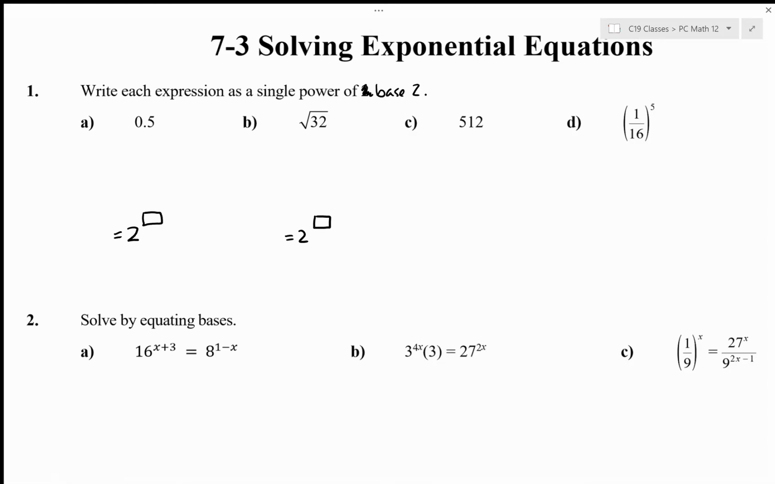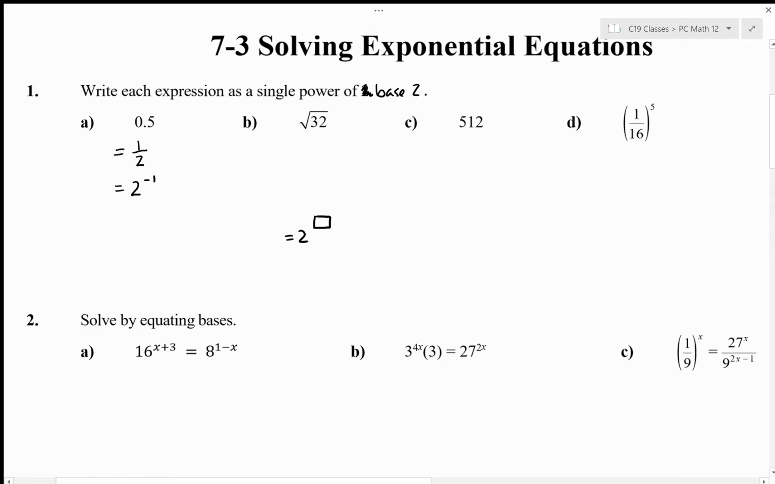You'll see pretty soon. So if we're doing this first question, 0.5 is the same as a half, which is the same as 2 to the negative 1. And you can see that we now have expressed 0.5 as a power with base 2 by writing it as 2 to the negative 1. Okay, so that's that one.